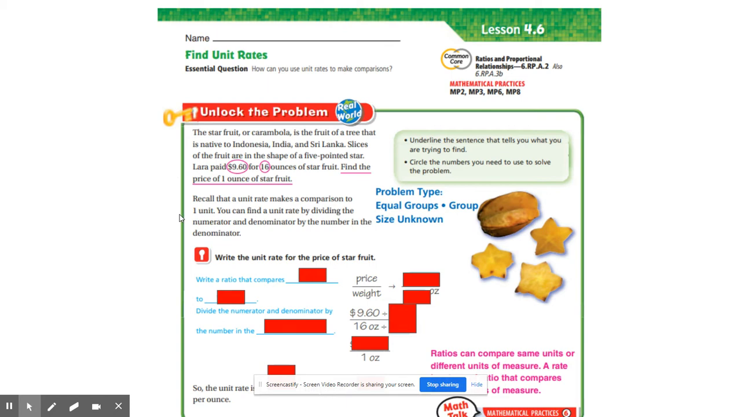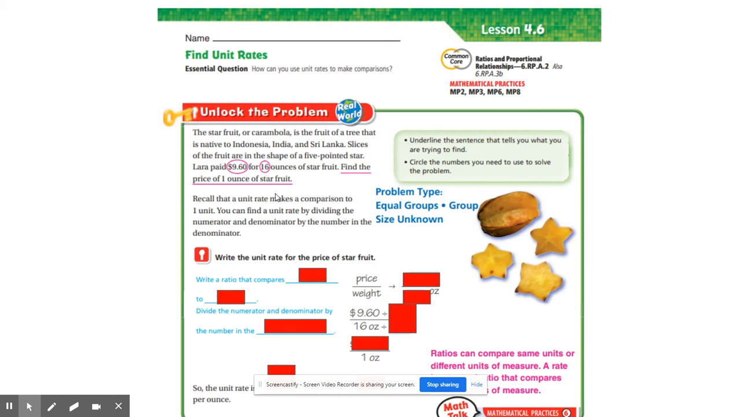So if you remember, a unit rate always compares something to 1. You always want to reduce it down to what one of whatever you're comparing is going to be. In this case, it would be 1 ounce. Here they underline the sentence that told what we're trying to find. We want to know what 1 ounce of star fruit would cost. And then we circled the numbers that we needed to use for our problem, so $9.60 and 16 ounces.